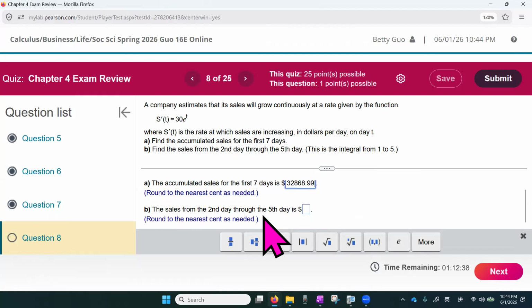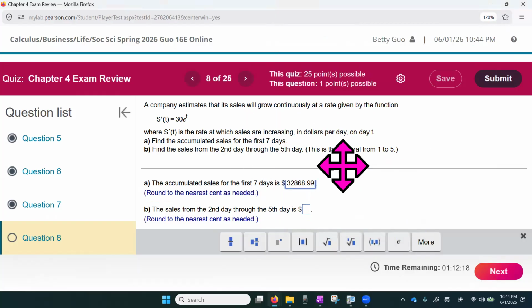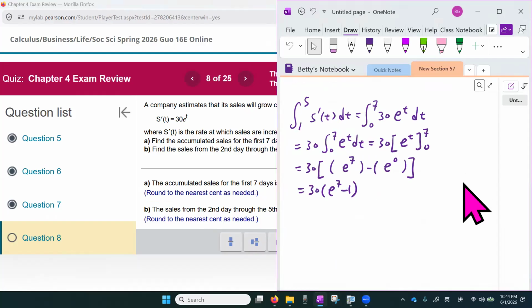Okay, part B. It says from 1 to 5, right? So just change the interval. Everything else is the same, just change that to 1 to 5. This is 1, this is 5. This is the interval from 1 to 5. And everything is the same.